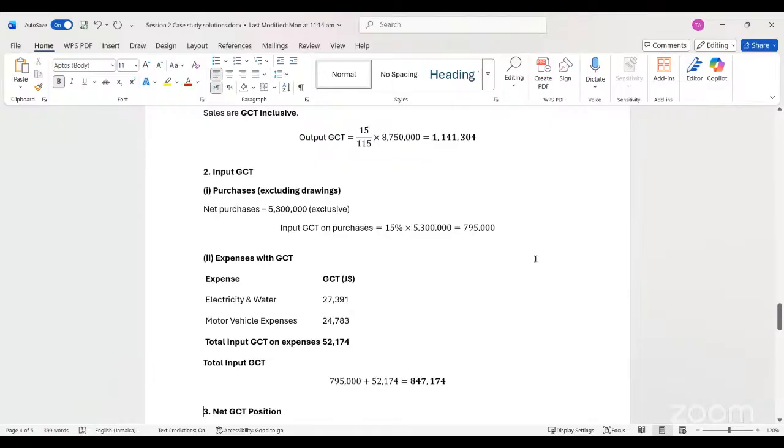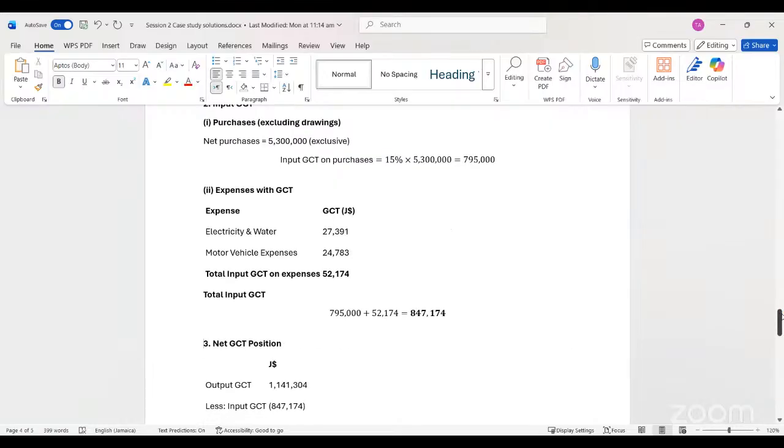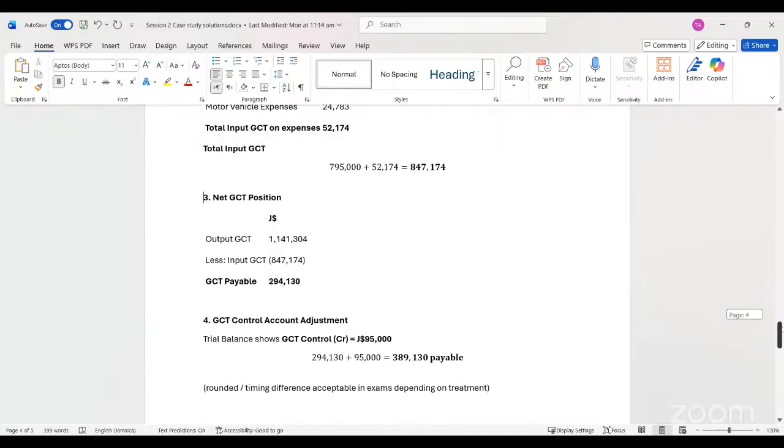So the total input GCT then, sir, would be 847,174. Yeah, the input GCT is the same. That doesn't change. So the input GCT, everybody should have the same input GCT. It's just the net that will differ a bit. It's the output that would differ. That is correct. Okay? So the output would differ.